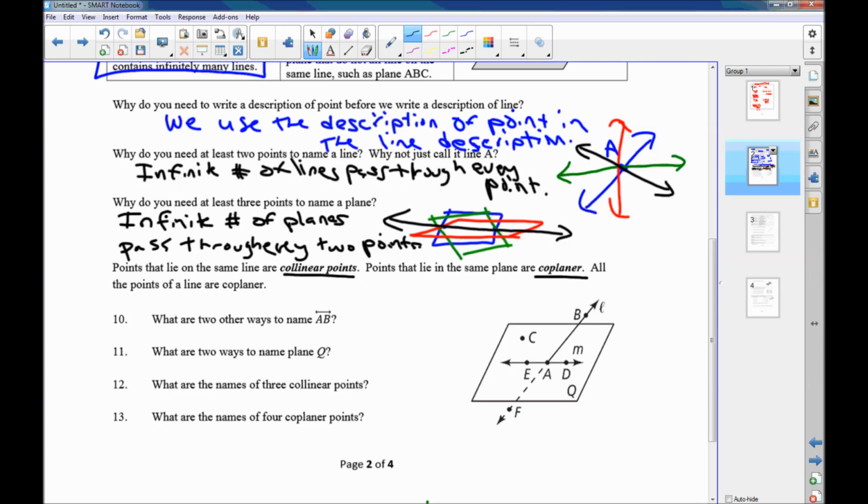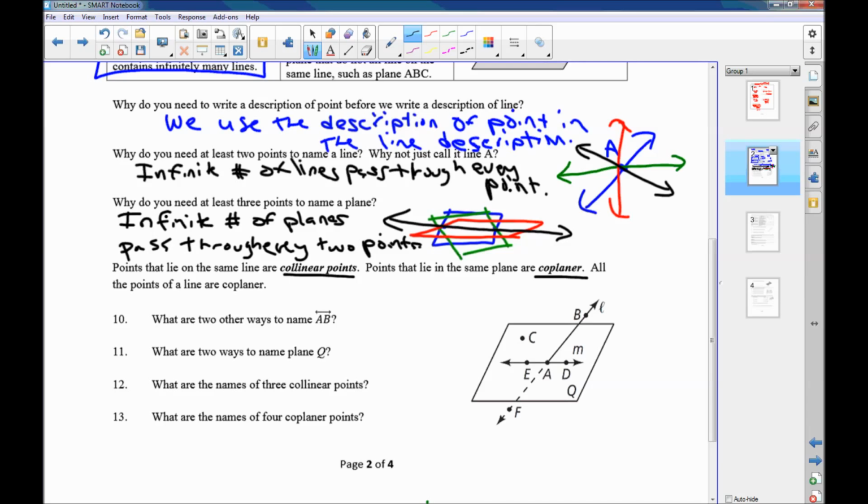Okay. So let's do a couple naming here. What are 2 other ways to name line AB? All right, so line AB is supposed to be coming from above the plane, and then it cuts down through it and then goes on afterwards. So that's the dotted part that's underneath the plane.